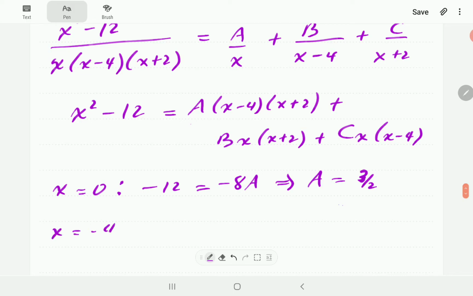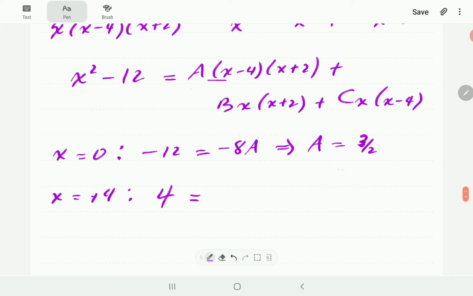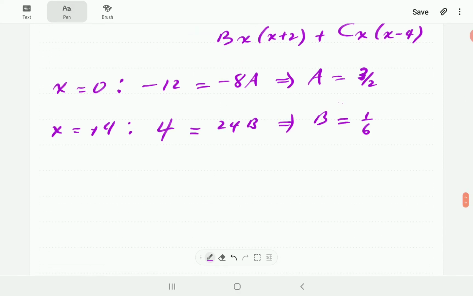Next we plug in x equals positive 4. The left hand side is 16 minus 12, which is 4. The first term is 0 because we have 4 minus 4 there. The middle term is 4 times 6, so we have 24B. The last term is 0 again. So this tells us that B is 4 over 24, which is 1 over 6.